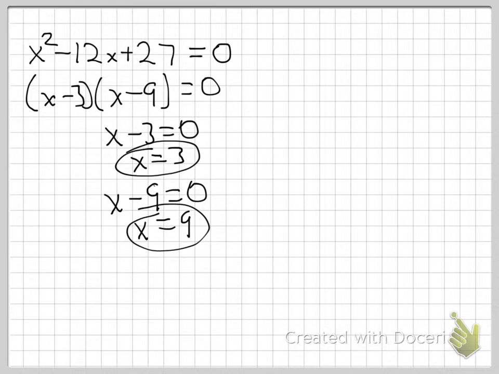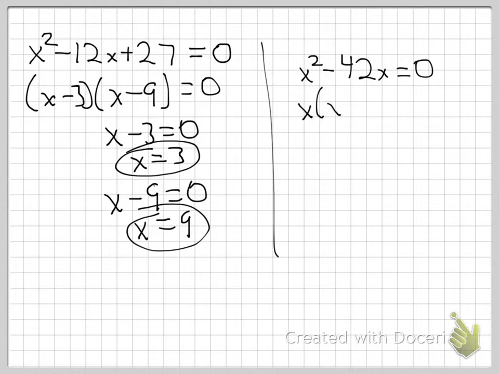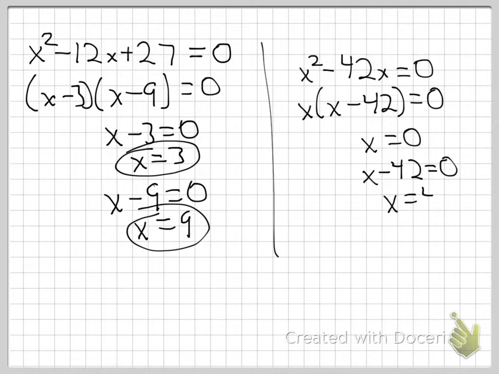You'd switch them in. If you had something like x squared minus 42x, what would you do to factor it? What's a common factor? X comes out. Then you can set each of them equal to 0. Say x equals 0, x minus 42 equals 0. You get those 2 solutions.